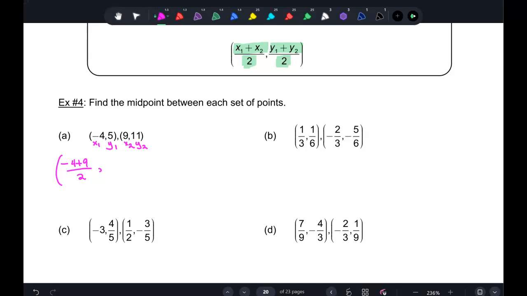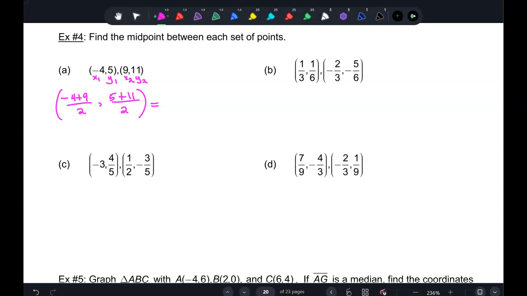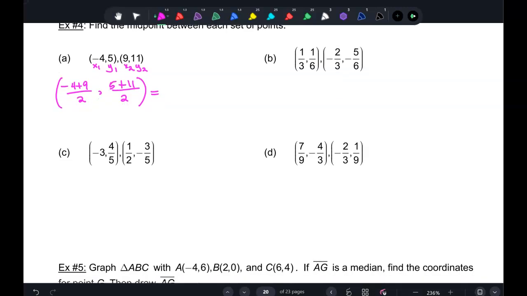All right, and then what do we have in the next part? Comma, 5 plus 11 divided by 2. So you need the comma there. It's not a plus sign in between, it's a comma. Negative 4 plus 9 gives us 5. So you get 2 fractions. Yeah, and that's okay. So I get 5 over 2.